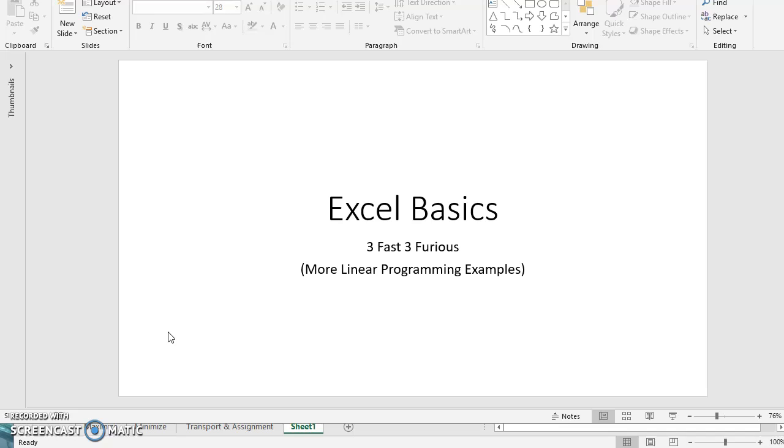We have several more applications for linear programming to look at, a few more tips and tricks when it comes to working with our templates, when it comes to working with some of the cell commands that Excel loves to offer us. So I'm very excited to get into these.